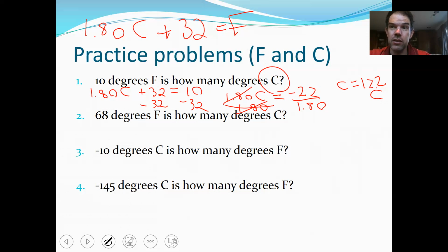I would like you to pause it and try this yourself. If you get stuck, just watch a little bit, get unstuck, and then pause again. Really try practicing it. That's how it's going to stick in your brain.